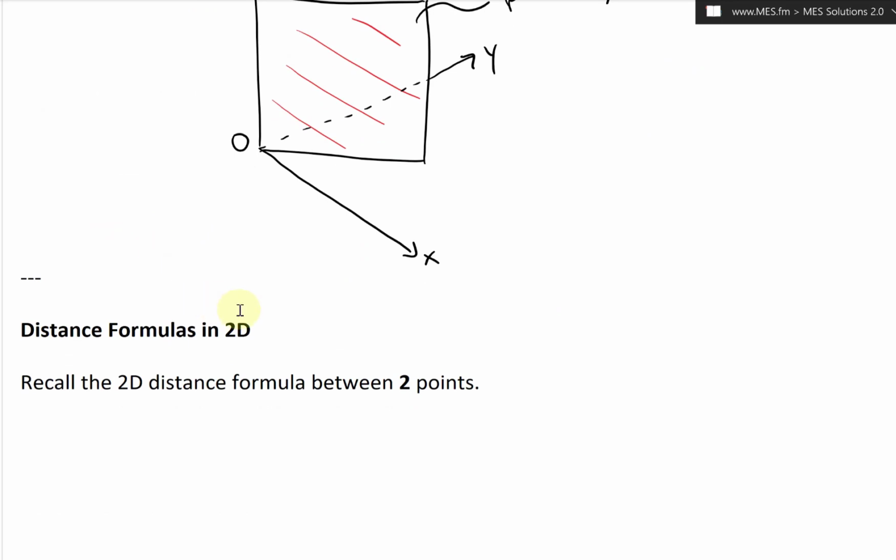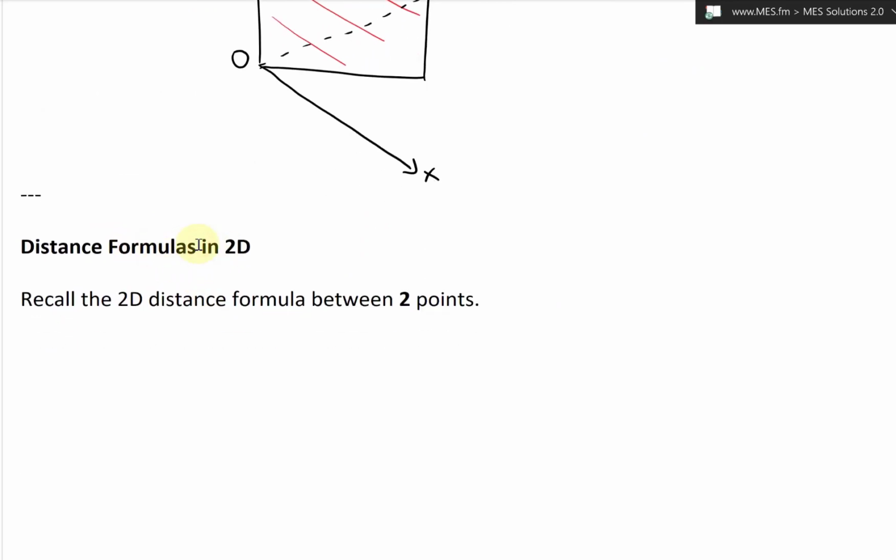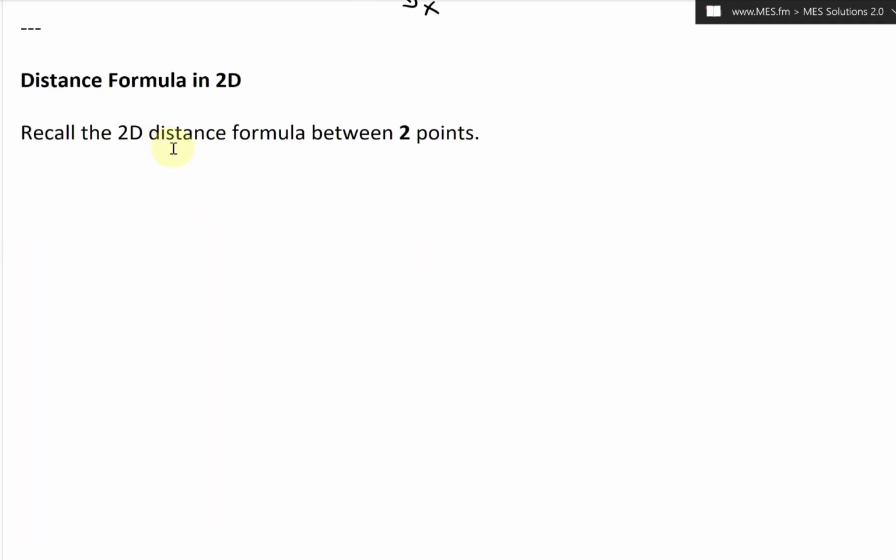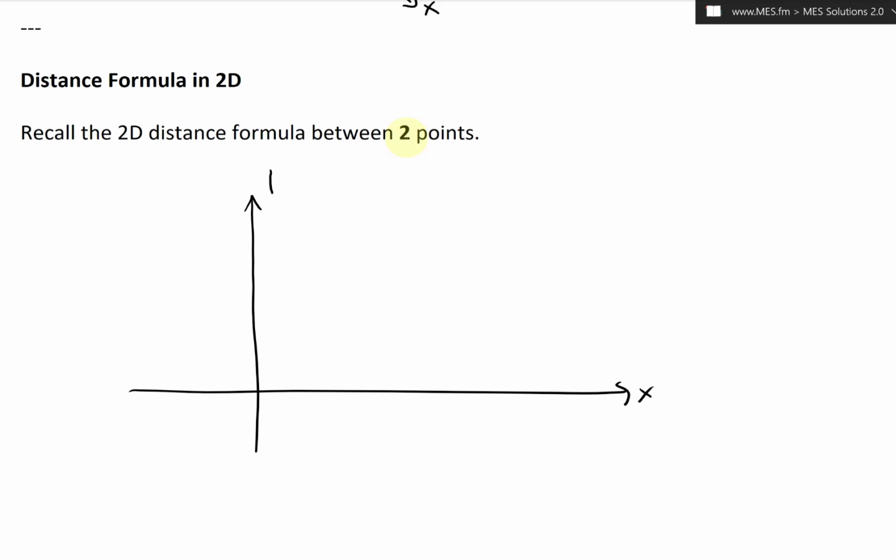Alright, so now let's continue further. Now let's look at distance formulas. First I'm just going to look at the distance formula in 2D, and then we're going to extend it to 3D. So recall the 2D distance formula between 2 points. Let's say we have xy axes, just to derive it here, and then we have a point here.